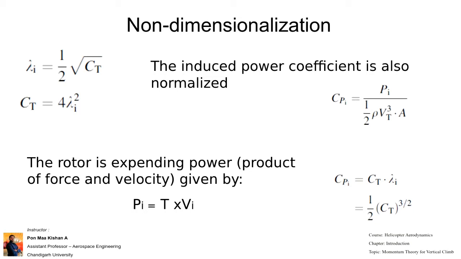Now the induced power coefficient. We have calculated the thrust required for hovering, so the remaining is the induced power coefficient, right? It is again a non-dimensionalized, normalized number. So Cp is given with respect to Pi, that is power, divided by half rho Vt cube into A. So what does this Vt cube indicate? We know that mechanical power is equal to thrust into velocity, force into velocity, V.